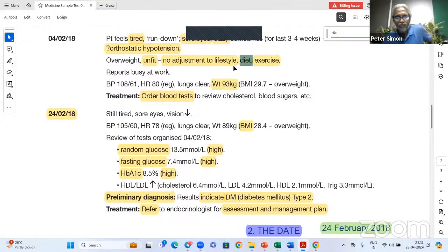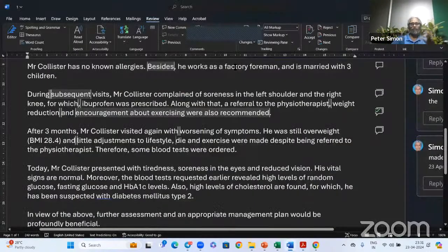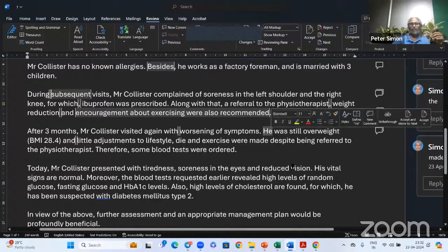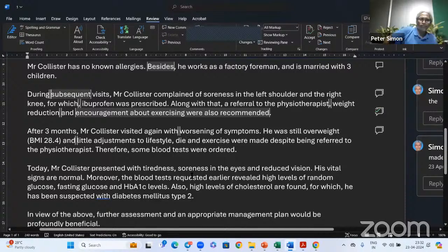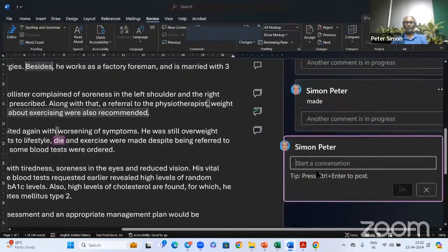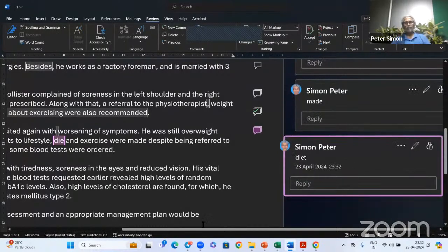Na? So you're joining sentence parts of two, three different things, and you are putting it under he was. He was still overweight. This sentence is correct. Now, if this he was is common for everything because you're joining and little adjustments to lifestyle, diet. So this is diet. What do you mean by die? You're submitting for correction. You have to check and cross check. Na? I was thinking, what is this die? Okay, diet.